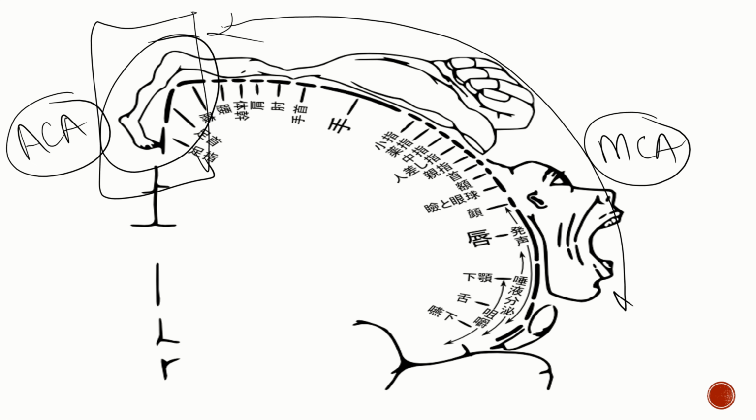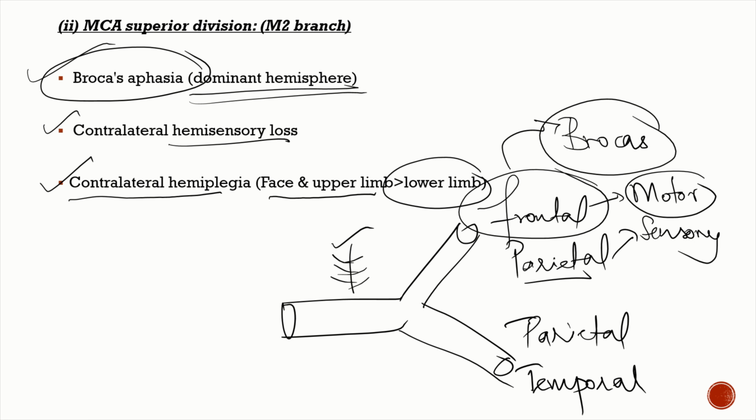So that is why, when you have superior division infarction, as you know, this is the Sylvian fissure, this is the superior division, and you have an occlusion here. So here you're going to have predominant weakness involving the face and the upper limb, whereas your lower limbs will be relatively spared, because that cortical representation is supplied by the anterior cerebral artery. And also, since your internal capsule is preserved, you won't have lower limb involvement. So you're going to have a contralateral hemiplegia with predominant face and upper limb involvement.